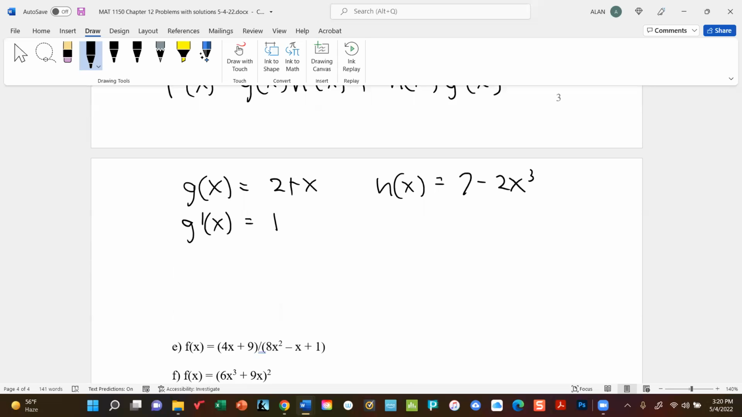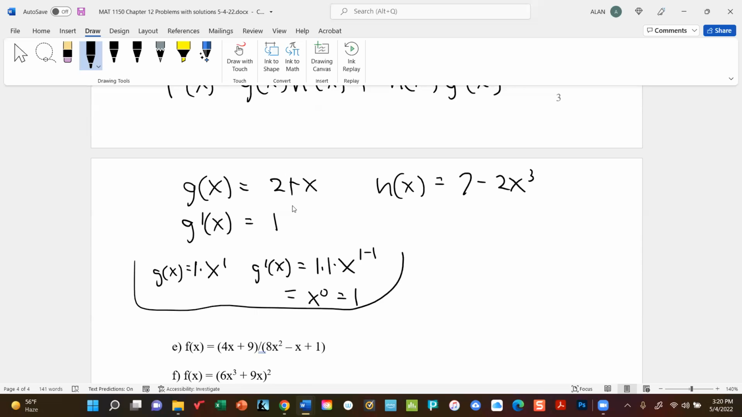And that's because with x, it's actually 1 times x to the 1 power. And so if this is your g of x, then g prime of x would be 1 times x to the 1 minus 1, or x to the 0, or 1. So that's why that's happening.